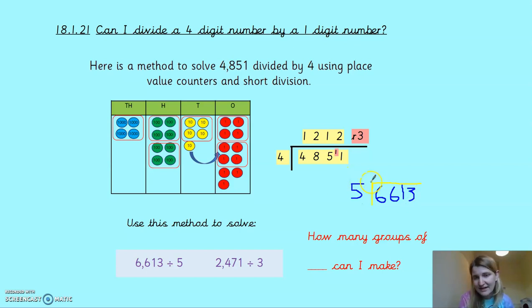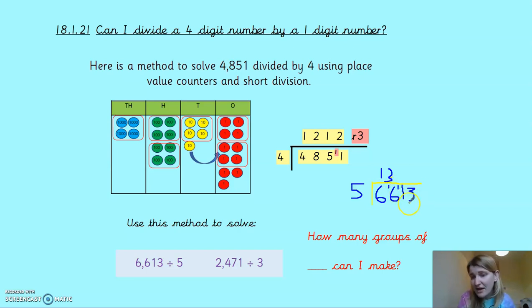Okay, I won't be able to do it exactly equally. How many groups of 5 can I make out of 6? I can make 1, and then I'll have 1 left over. So now I've got 16 in my hundreds. How many groups of 5 can I make out of 16? I can make 3 groups, 5, 10, 15, and then I'd have 1 left over. So 3 there, 1 left over.